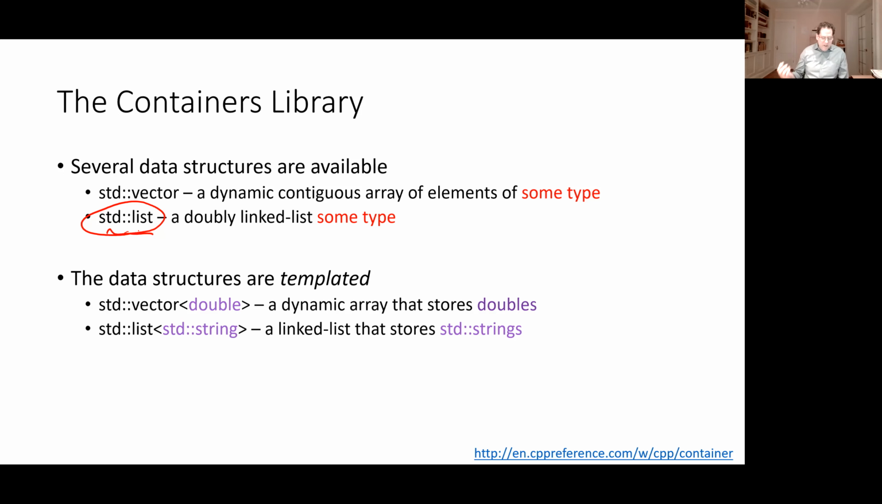So the data structures are templated. These are classes, and when we create a variable of this type, we need to say what kind of vector or what kind of list we need. So I can, for example, say, give me a vector of doubles. It's like a better array that stores doubles. Or give me a linked list of strings, and that's a linked list that stores strings.